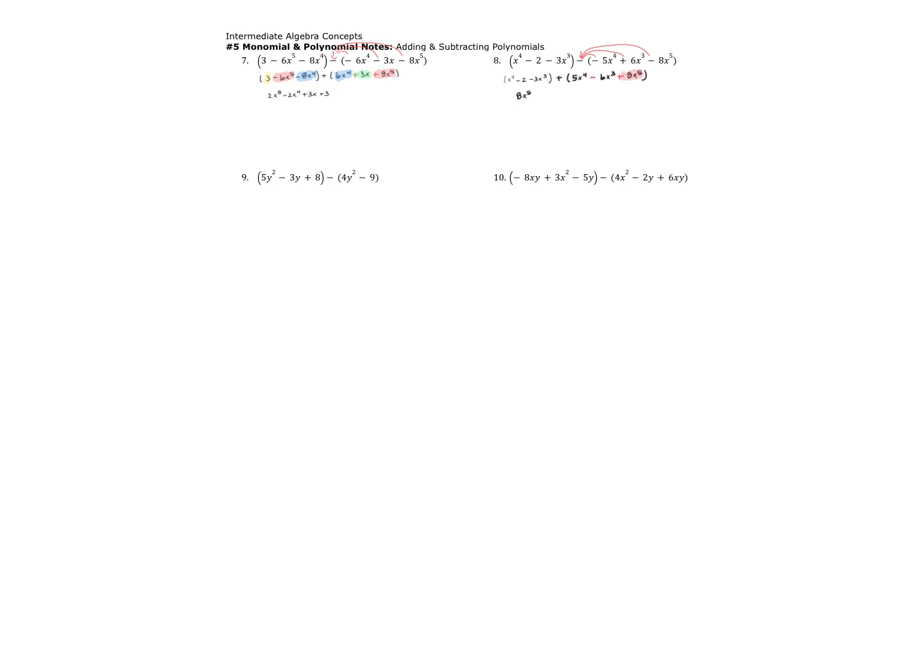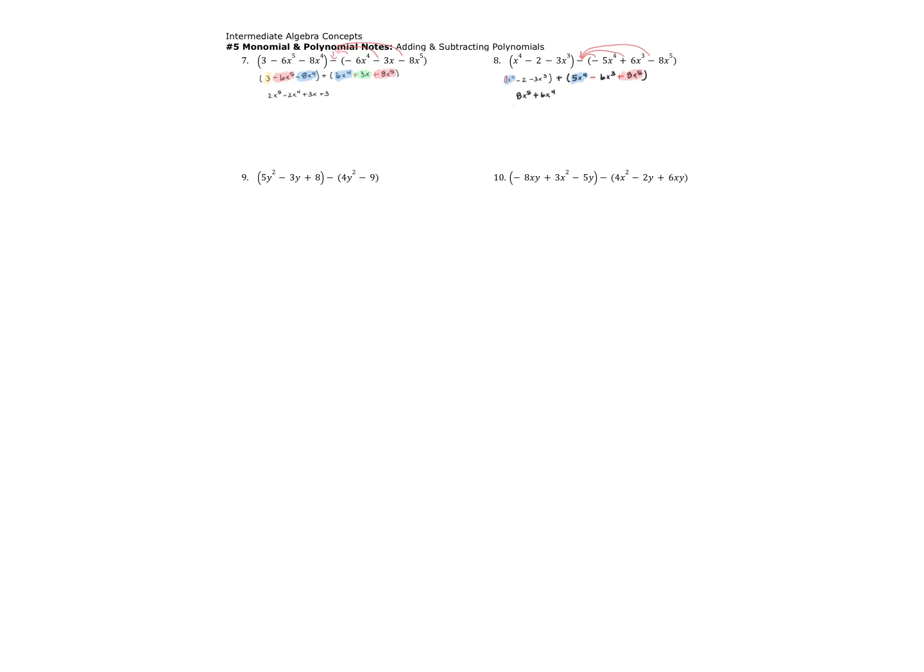Okay, now I want anything to the fourth power. So I have 5x to the fourth, and I have x to the fourth. Remember, if there's nothing in front of that x to the fourth, there's really a 1. So 5 plus 1 is 6, so that's going to give me a positive 6x to the fourth.